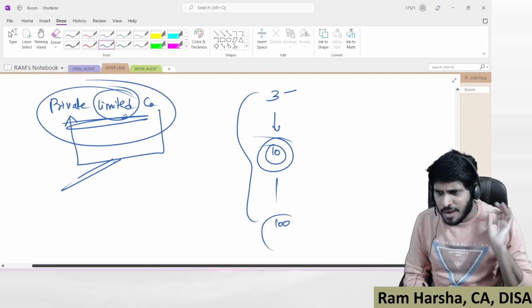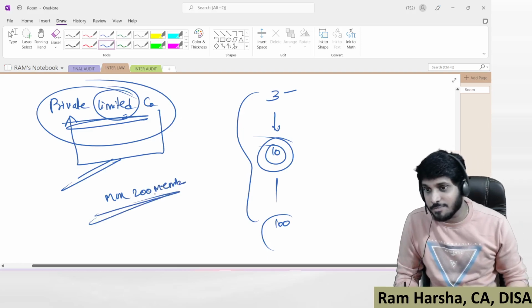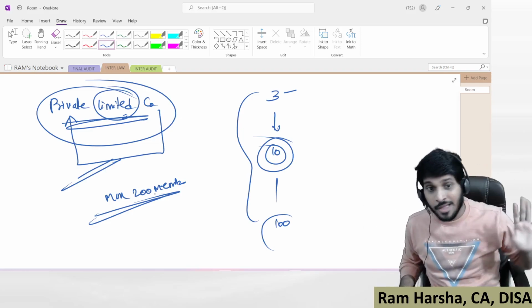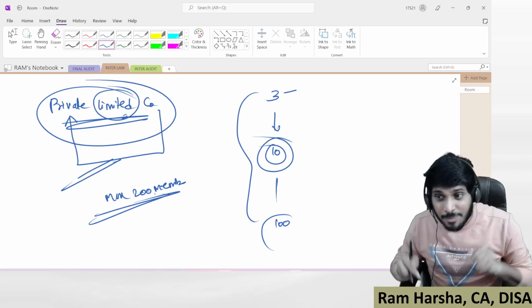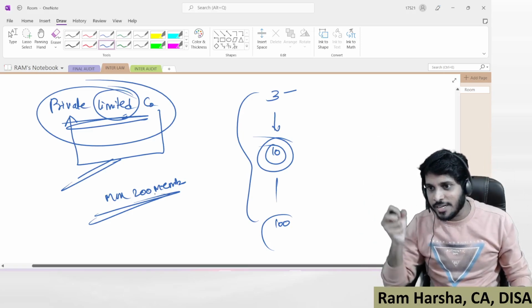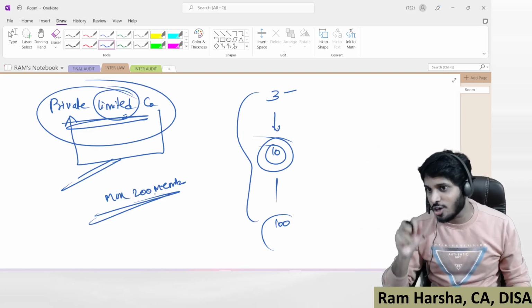Sir, in a private company, we have a maximum limit of 200 members. Up to 200 members we can have in a private company. Oh, then fine, sir. Absolutely fine. All three of us are okay with a private company. Why did these people say okay to a private company? Because they don't want some third party, a public person, an outsider, to enter into this company. It is not possible.